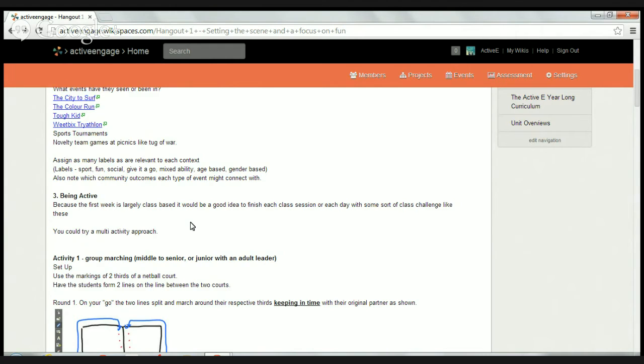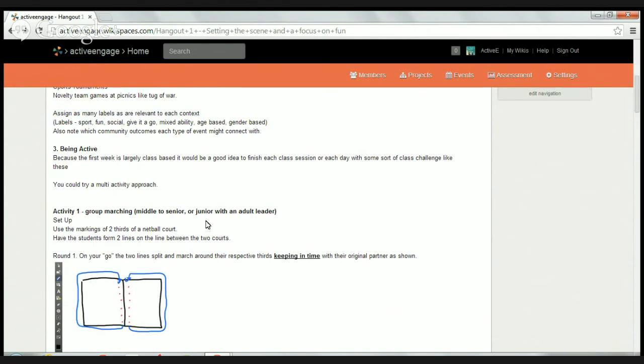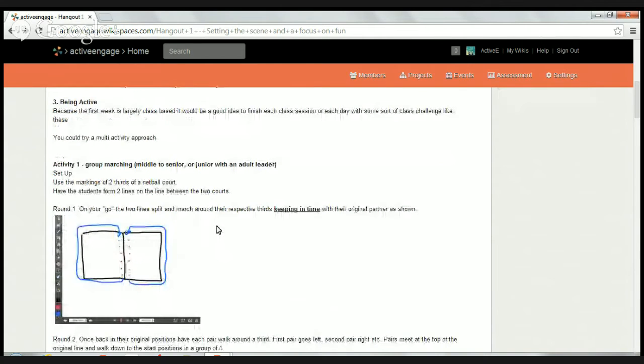And so what I've gone and done is organised a whole bunch of different activities here. What I would do is pick 2 or 3 and just go out and do them every day of the week for this first week. So here we go. Activity 1 is a group marching activity. So it's really kind of basic.